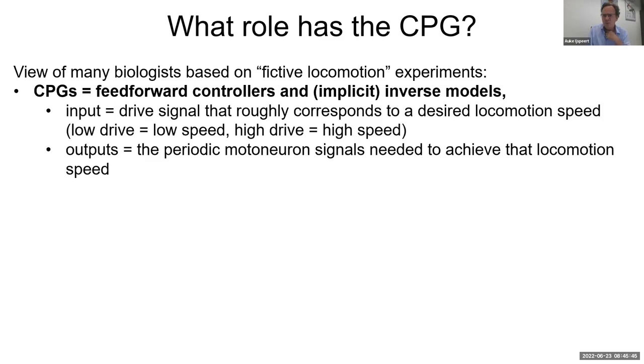Why? Because of this fictive locomotion experiment, where you indeed completely isolate the neural oscillators, you apply a drive, electrically or pharmacologically, and you see that you have nice rhythmic, coordinated patterns emerging that, for instance, in the lamprey, correspond very well to what you expect during closed-loop swimming. So I would call it basically a feedforward controller or implicit inverse model, where you apply as input a speed signal, the higher the signal, the higher the desired speed, and you get the rhythmic pattern to produce that. So that's why I would say it has a really feedforward flavor.